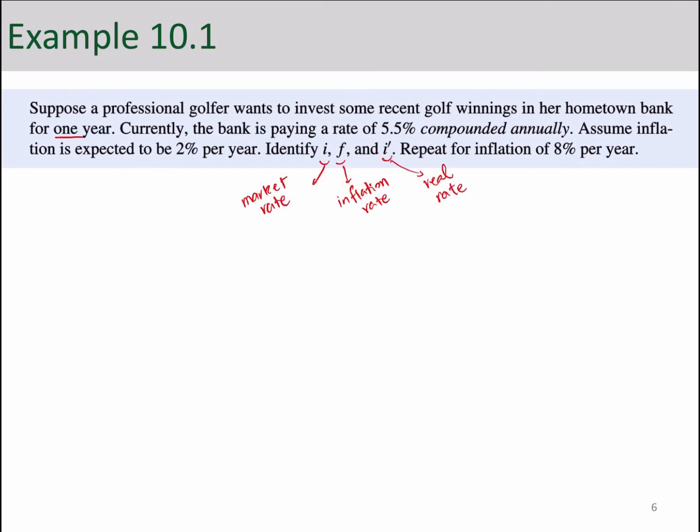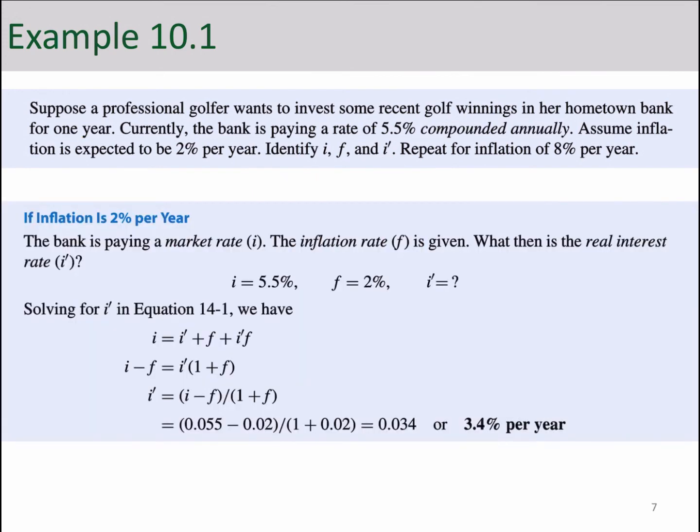All right. Now, we need to identify these three parameters in this problem. The inflation is 2% per year. That's a given. So we know that F is 2%. And the bank is paying us a rate of 5.5% compounded annually. And we know that the rates the bank gives us are market rates because they include the inflation. So I, or the market rate, is 5.5%. Now what we're looking for is the real rate.